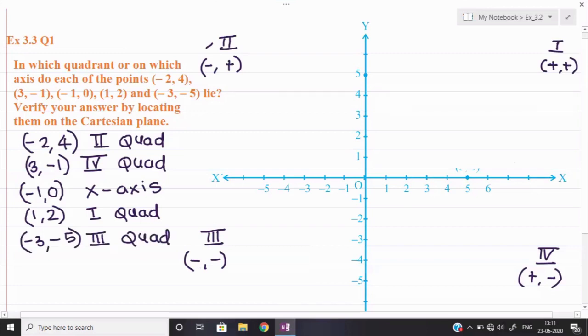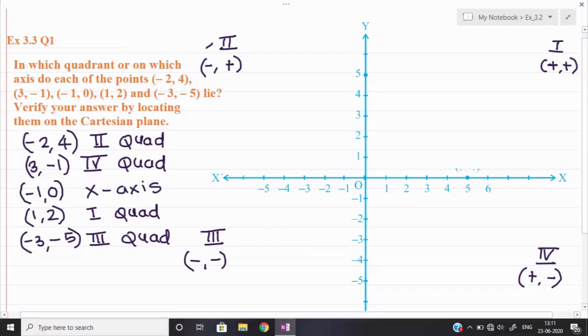Okay, so this completes the question, but they are saying one more thing here: verify your answer by locating the points on the Cartesian plane. So we need to verify this by locating them on the Cartesian plane. Now here, students, please use the ruler and the pencil properly to draw this figure. See how I will show you, and accordingly you follow it.